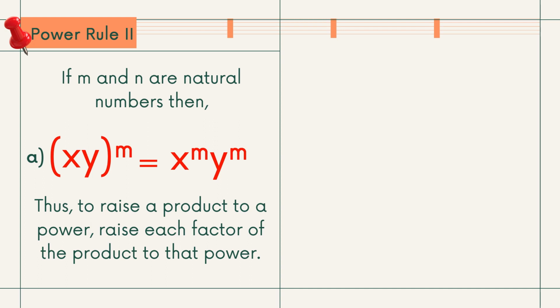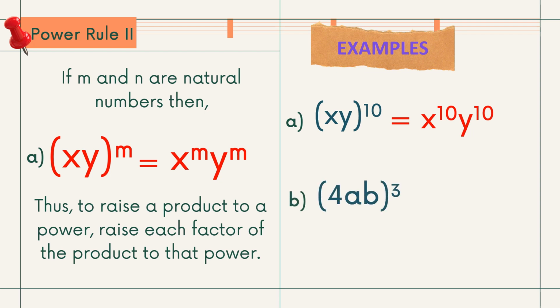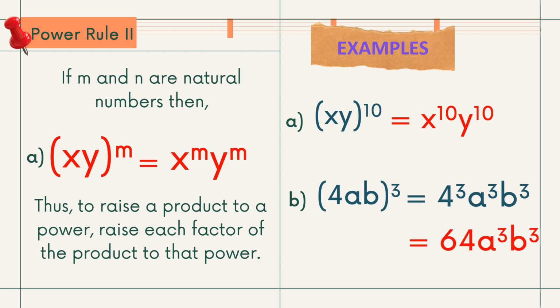Let's try to look at these examples. The first one is the quantity xy raised to the power of 10. This is equal to x to the 10th power times y to the 10th power. The second one is the quantity 4ab raised to the power of 3. And this is equal to 4 raised to the power of 3 times a raised to the power of 3 times b raised to the power of 3. And let's simplify. 4 raised to the power of 3 is equal to 64 a cubed b cubed. And this is our final answer.